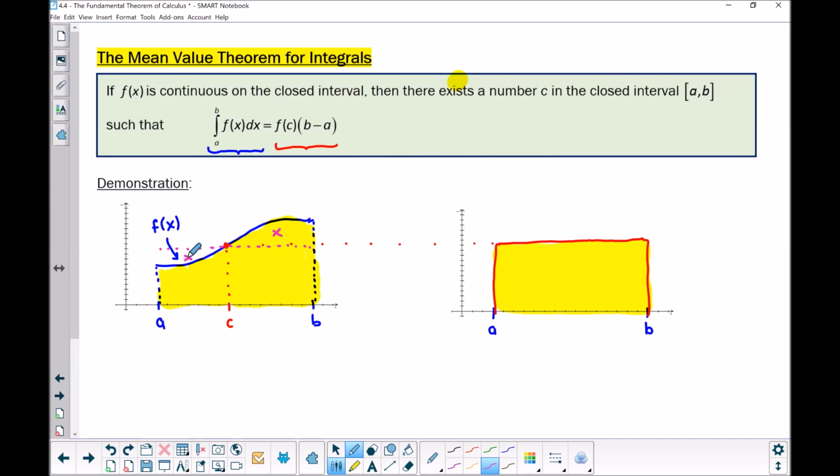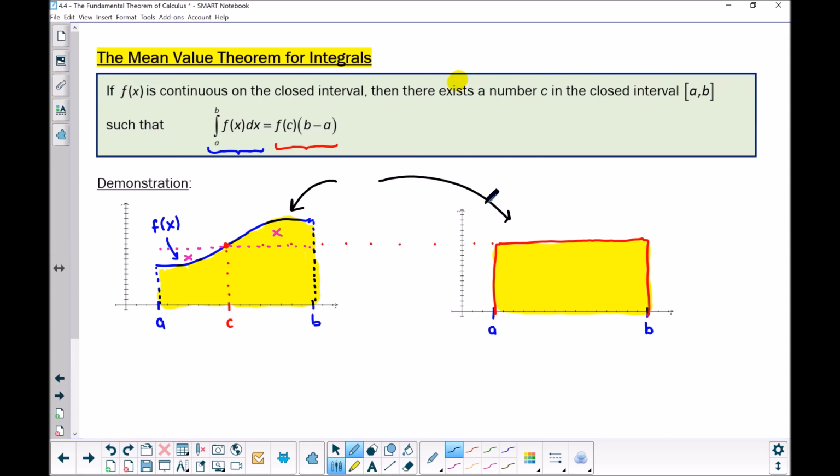That's just huge. All I want you to get from this slide is that there is a way you can take this irregular shape and pretend it was a piece of clay and reform it into a rectangle that would have the same exact area.